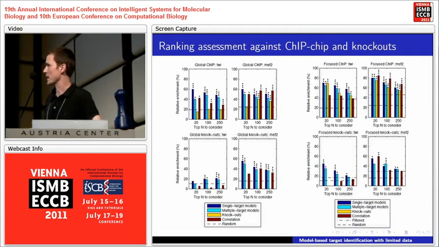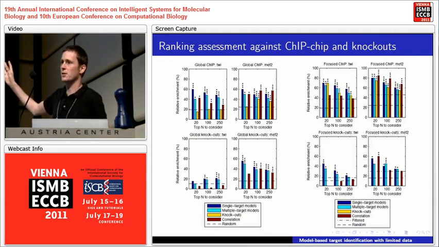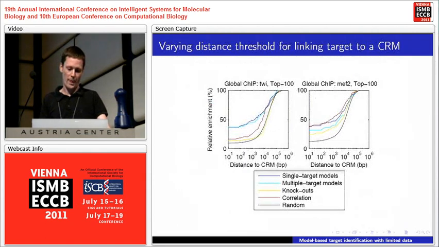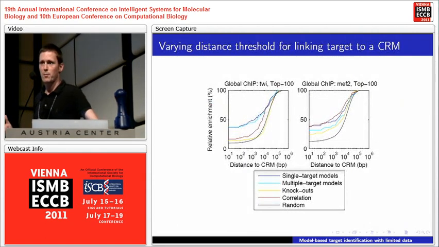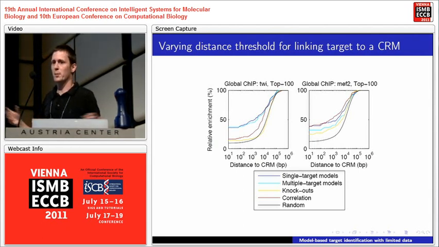And we also validated against knockouts, and that's a similar kind of picture. We also looked at a focus set where we only consider genes expressed in the same place in the embryo, and we got better enrichment in that case. And if we want to change the 2 kb restriction, we looked at distances where we included binding further and further away, and the results were rather insensitive to that. You just get more false positives as well as positives if you do that.